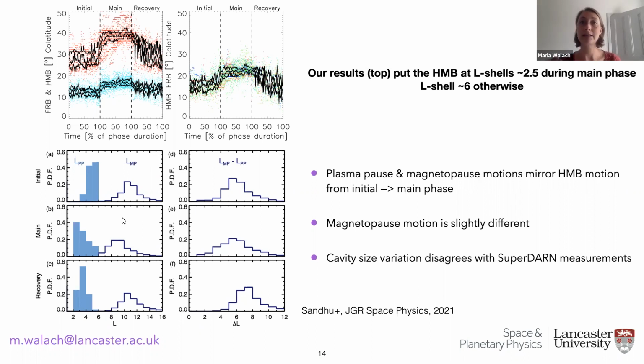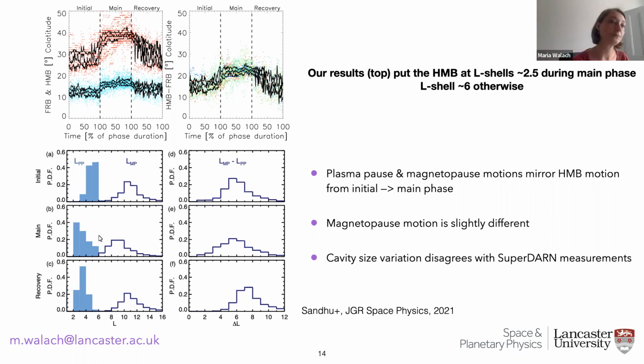What's interesting is that the magnetopause motion is slightly different. Now the magnetopause motion is further out to the plasmapause. And if you think about where things map to, the region between the magnetopause and the plasmapause really should be where our return flow region is. And so the cavity size variation overall disagrees slightly with the SuperDARN measurements.